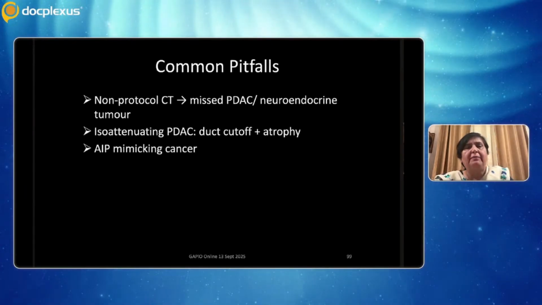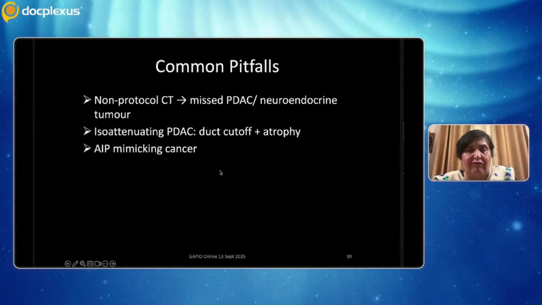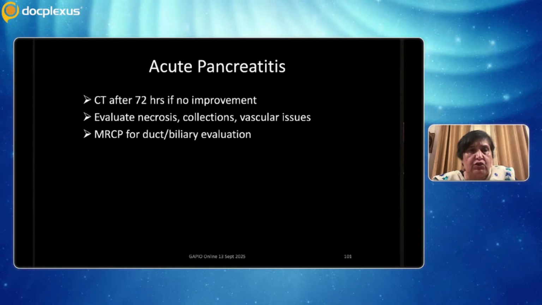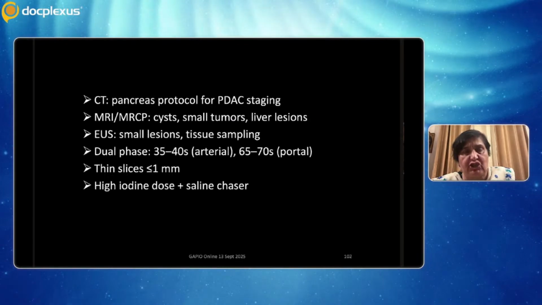So common pitfalls are you can miss adenocarcinomas and neuroendocrine tumors if you don't protocolize your CT. If there are isoattenuating tumors, there may be a duct cutoff and atrophy, which you must pick up. Autoimmune pancreatitis sometimes may mimic cancers. So in acute pancreatitis, CT should be done after 72 hours. If there is no improvement, evaluate for necrosis, collections, and vascular issues, MRCP for duct and biliary evaluation.